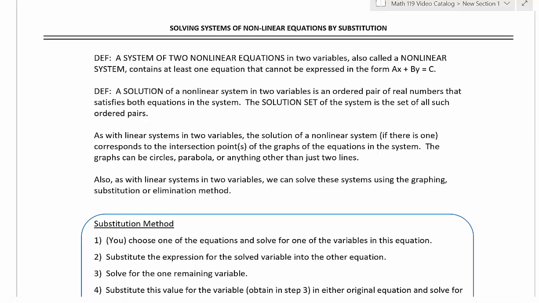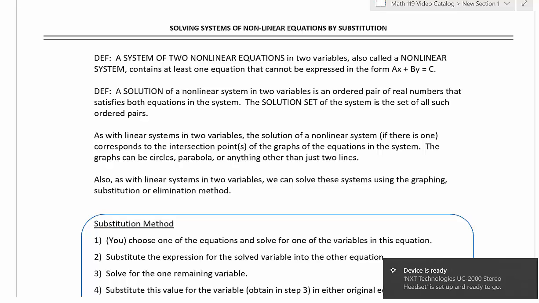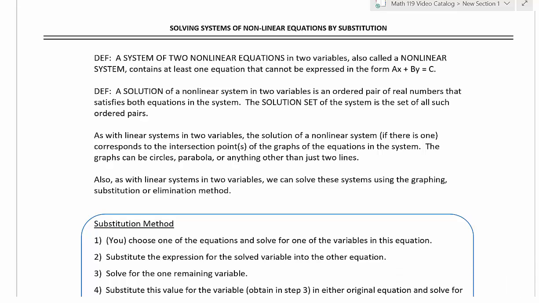In this video, we're going to introduce nonlinear systems of equations and discuss solving using the substitution method. A system of two nonlinear equations and two variables, also called a nonlinear system, contains at least one equation that cannot be expressed in the form ax plus by equals c. A solution of a nonlinear system in two variables is an ordered pair of real numbers that satisfies both equations in the system. The solution set of the system is the set of all such ordered pairs.